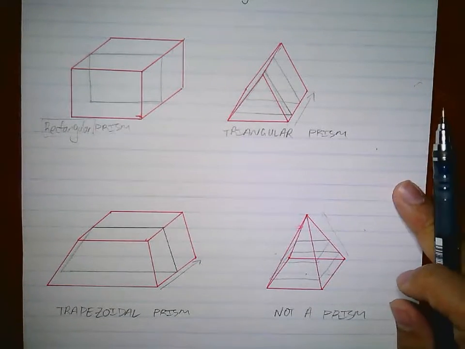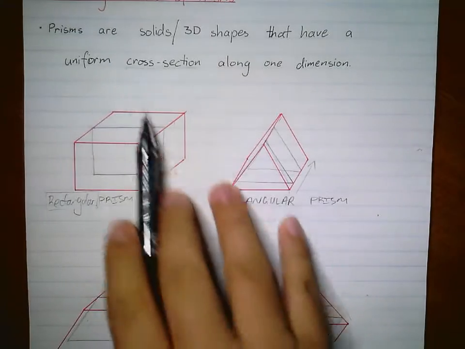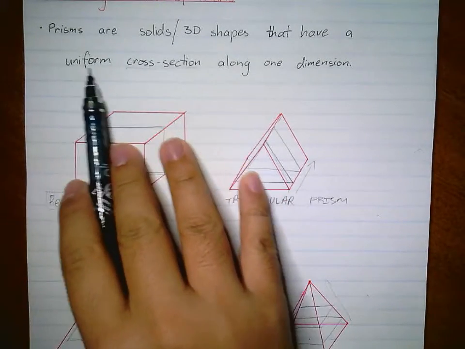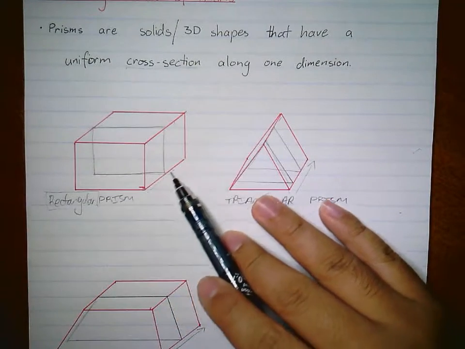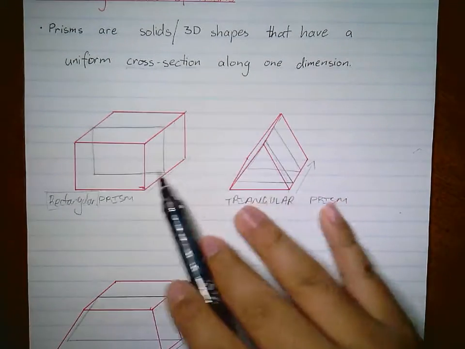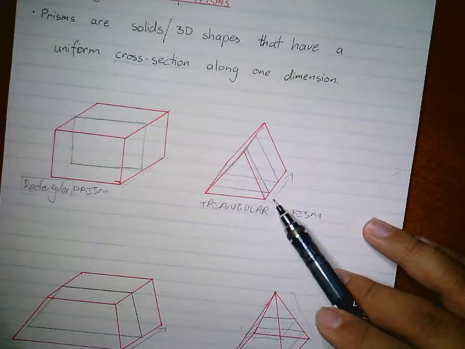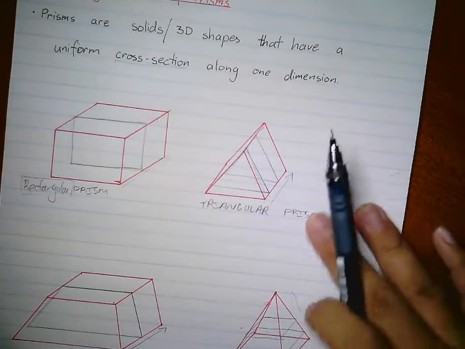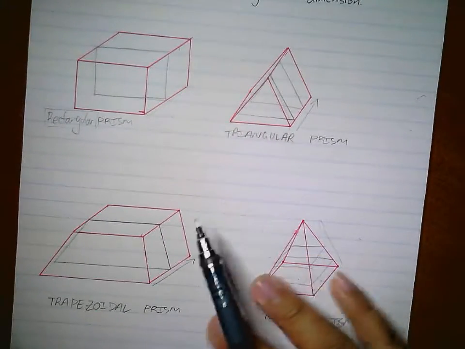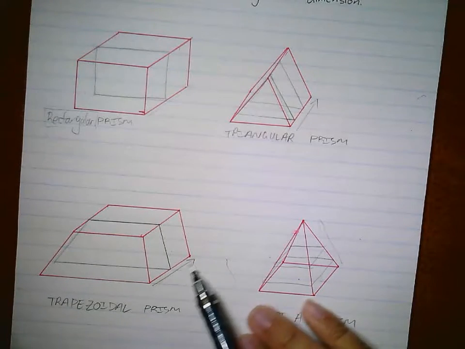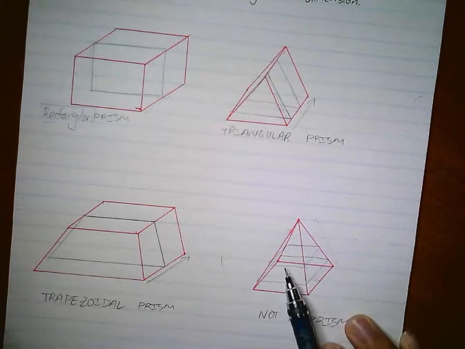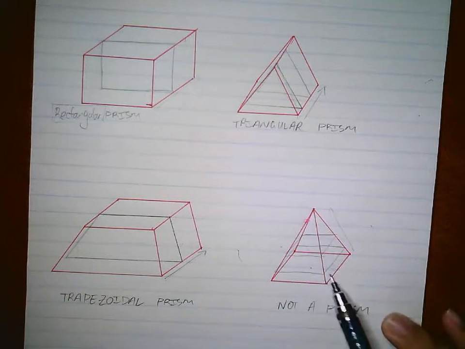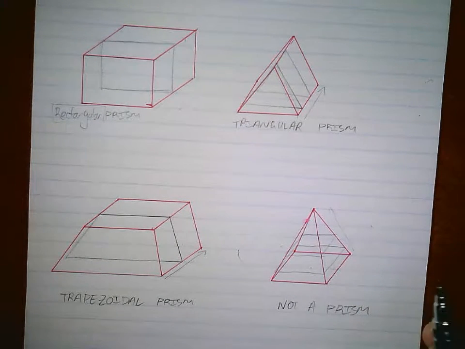All you need to understand is that the cross sections must be uniform along one dimension. So if we cut anywhere along here, it's a rectangle. If we cut anywhere along here, it's the same triangle. And if we cut along anywhere here, we get a trapezium. But this is not a prism, because no matter where we cut, we get a different shape.